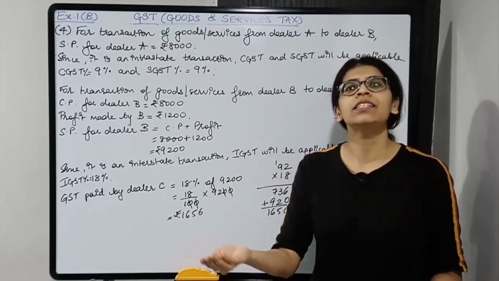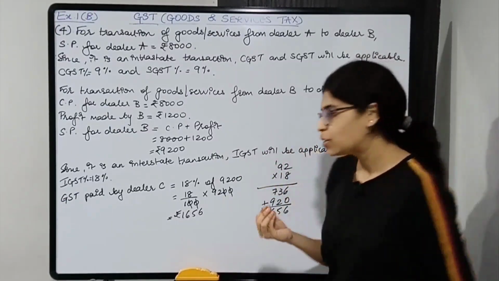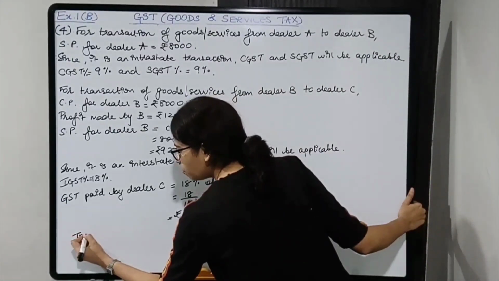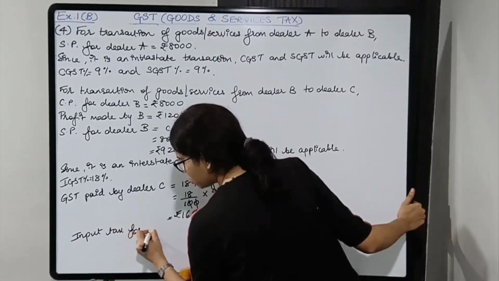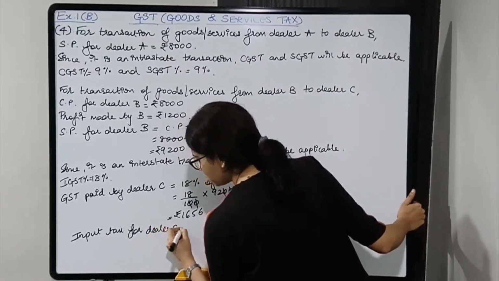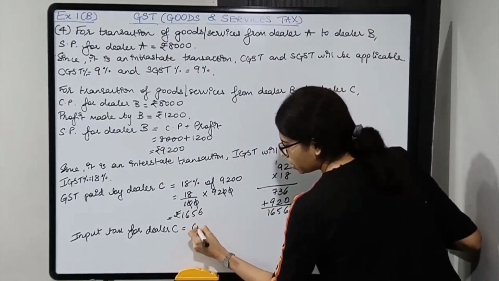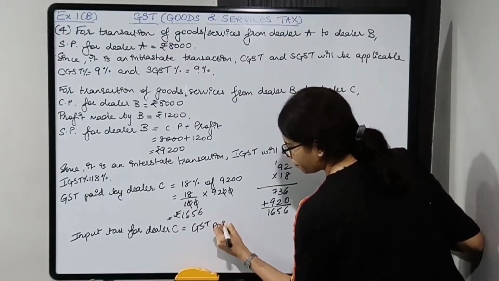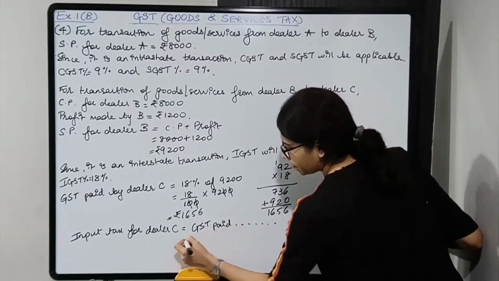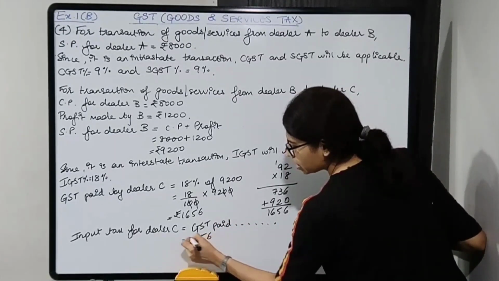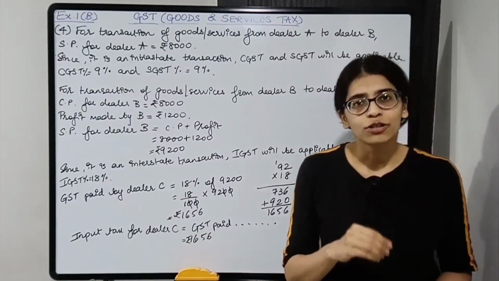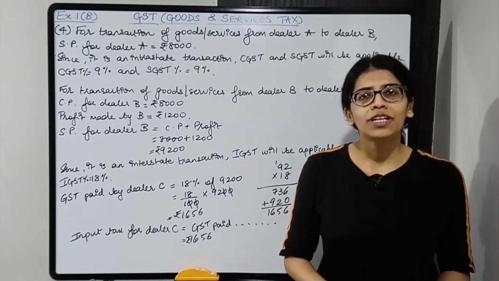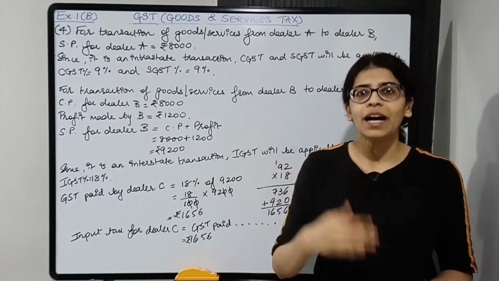GST paid is nothing but input tax. So input tax for dealer C is nothing but GST paid by dealer C. So it is 1656 rupees. ठीक है. Now they have also asked output tax. Output tax is the tax received by dealer C.